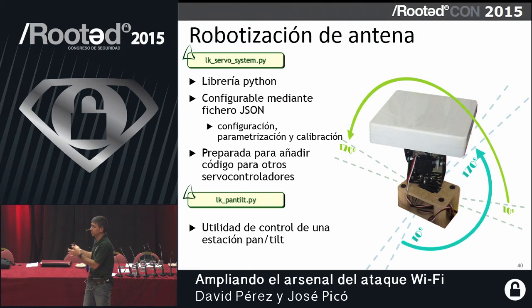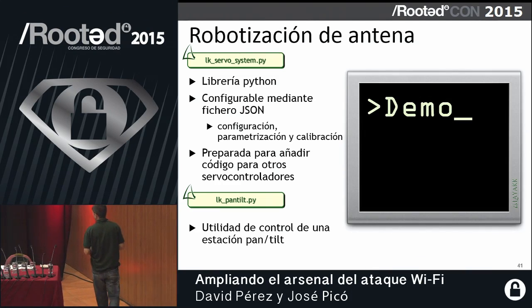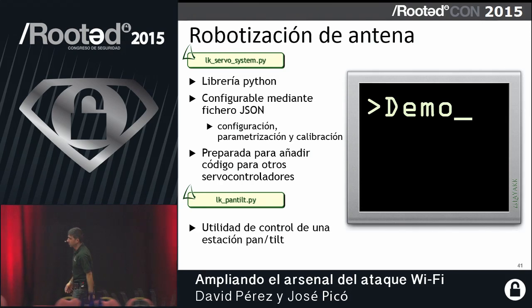This is the PAN movement. PAN stands for panoramic, and TILT is this movement. With these 2 degrees of freedom, we move around.